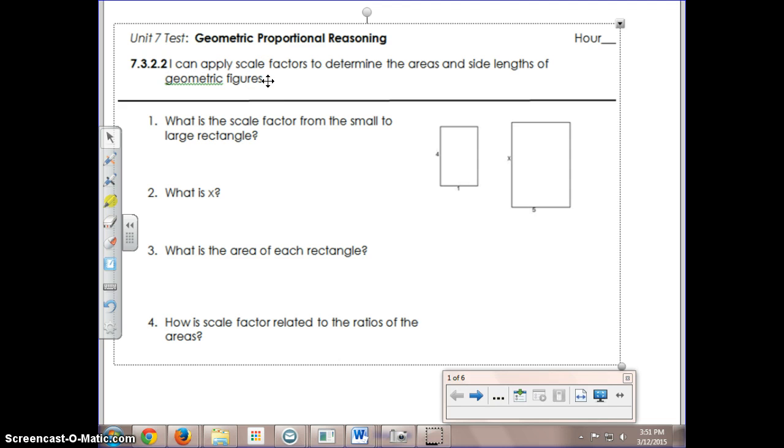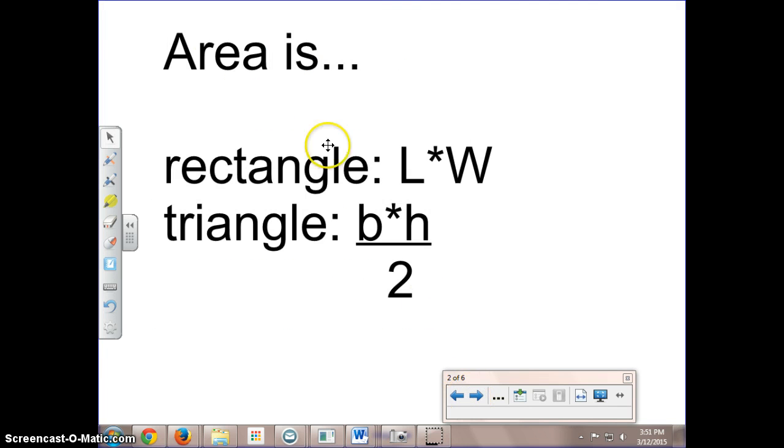Before we start, say with me please, once I say it first by myself: area is length times width or base times height divided by 2. Say it with me, please, right now on 2. 1, 2. Area is length times width or base times height divided by 2.